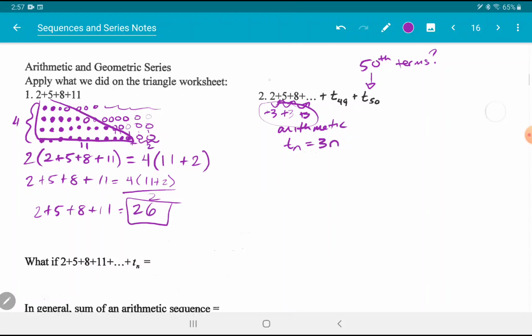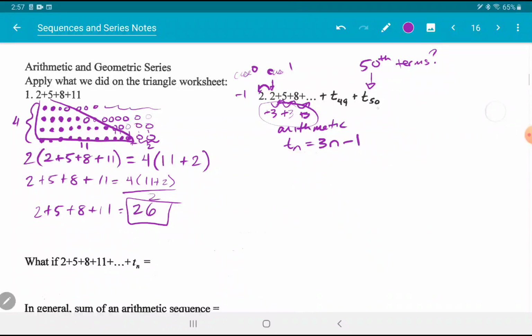Well, keep in mind that the 2 right here, this is like case number 1. But we don't want case 1. We need to backtrack to find case 0. So if we're always adding 3, then that must mean that case 0 is subtracting 3. We'll get case 0 is actually going to be negative 1. Okay, so we want 3n minus 1. That's going to be our arithmetic sequence.